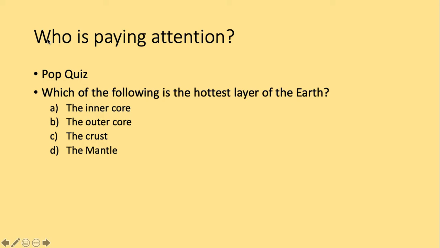So who's paying attention? Pop quiz. Which of the following is the hottest layer of the Earth? The inner core, the outer core, the crust, or the mantle? Ding, ding, ding. The inner core.